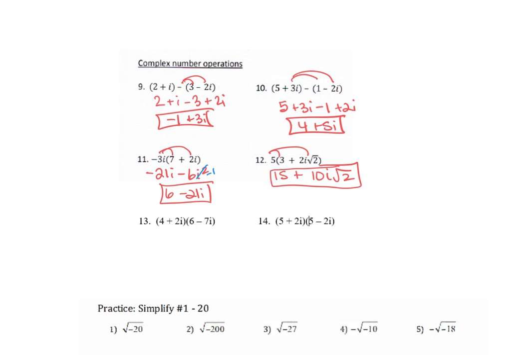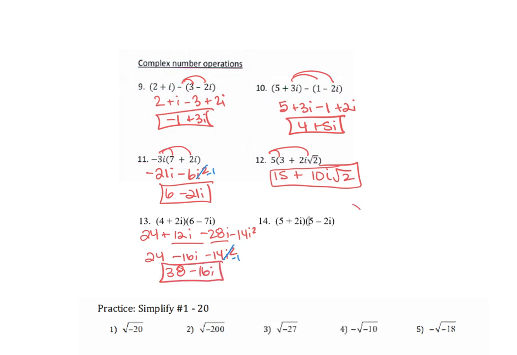I'm going to FOIL these with you, but what are we looking at? 24 plus 12i minus 28i minus 14i squared. So let's put our i's together. We get 24 minus 16i minus 14i squared. But anytime I see an i squared, I'm always going to substitute in a negative 1. And that gives me a positive 14. Positive 14 and a positive 24, I believe, is 38 minus my imaginary part, negative 16i.